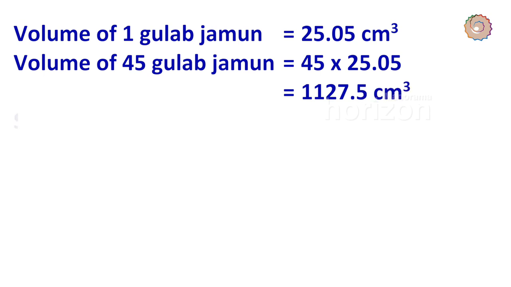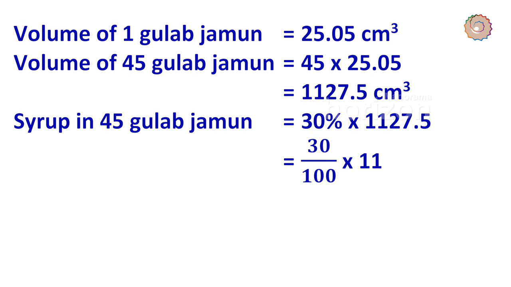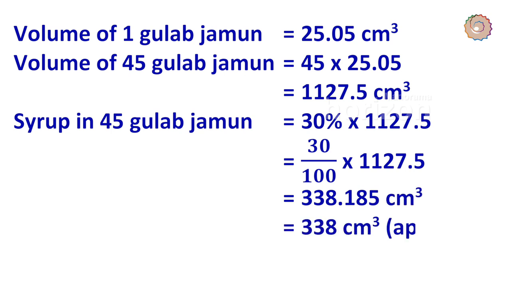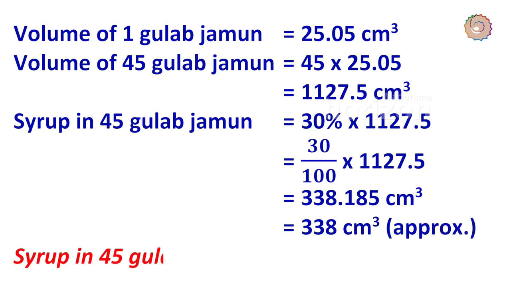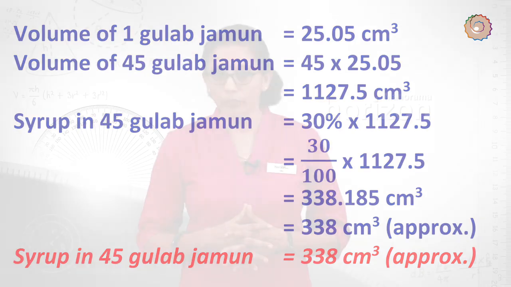1127.5 centimeter cube. Now, we need to find the quantity of syrup in 45 gulab jamuns. It is given that the quantity of syrup in a gulab jamun is equal to 30%. So, syrup in 45 gulab jamuns is equal to how much? 30% of 1127.5, which is equal to 30 by 100 into 1127.5, and we get the answer as 338.185 centimeter cube, and approximately we can say a value of 338 centimeter cube. So, we got the syrup in 45 gulab jamuns is equal to 338 centimeter cube, approximate value.